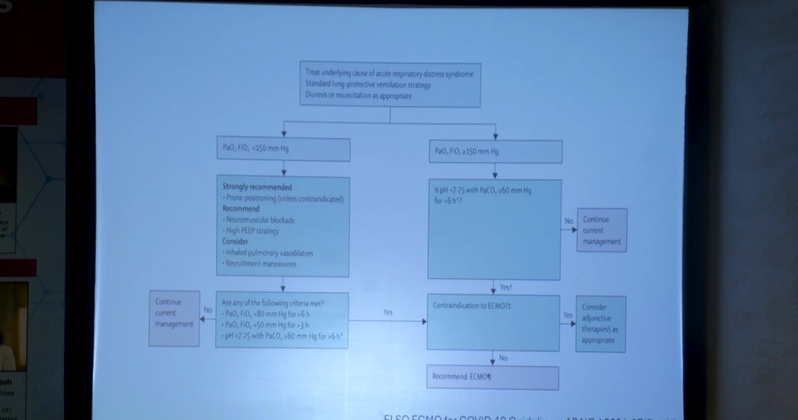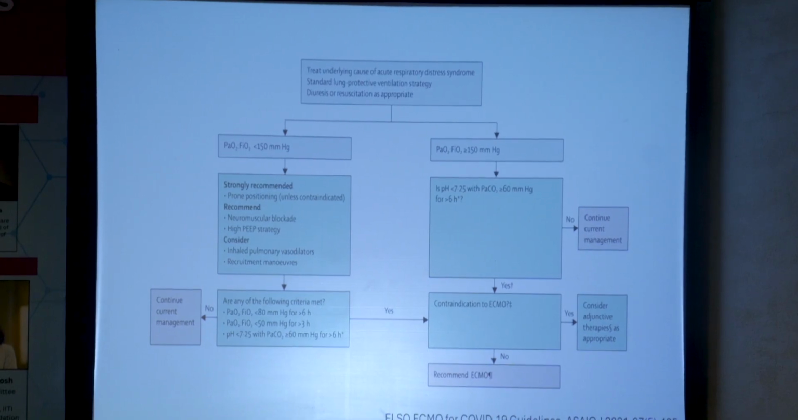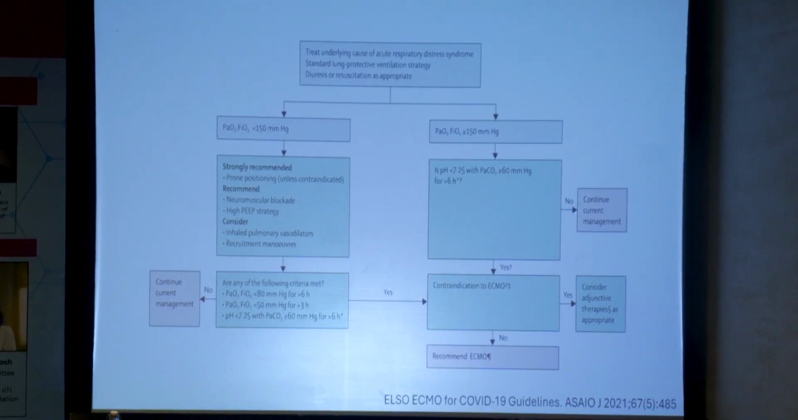Here is a specific ELSO document related to COVID-19 that basically is summarizing their EOLIA criteria. They show if you have hypoxemia, P to F less than 150, higher up are the medical management, the prone positioning, the blockade, the high PEEP strategy, recruitment maneuvers to consider. And if those are not working and you get to those criteria on the bottom left and there's no contraindication to ECMO, recommend ECMO. And then on the right side is the does not meet the oxygenation criteria, but may meet the ventilation criteria. That can be a consideration as well.